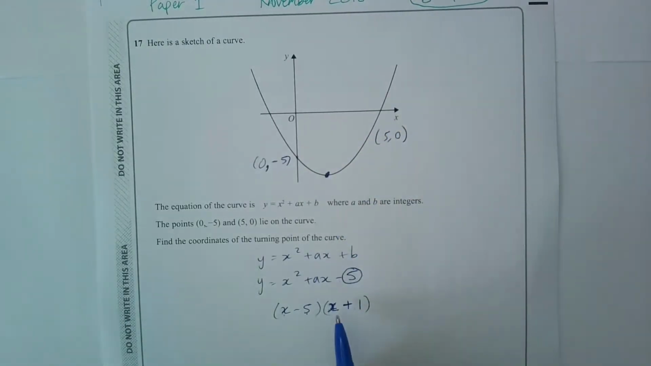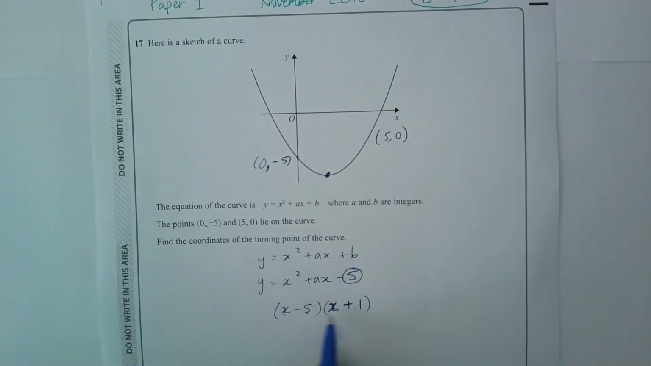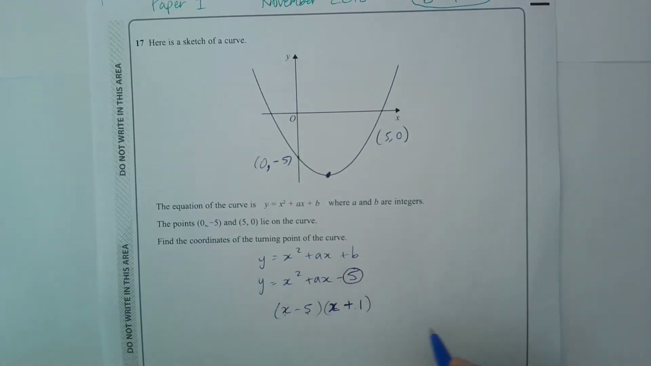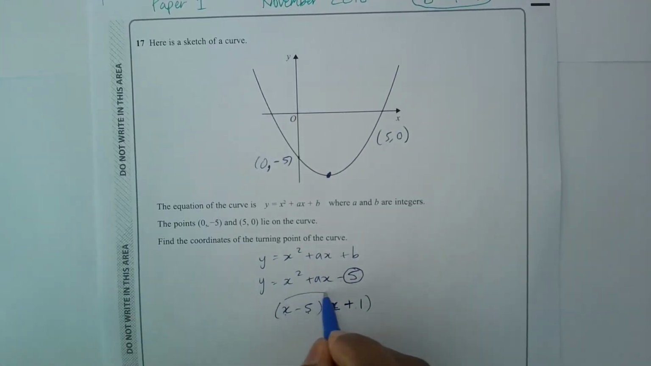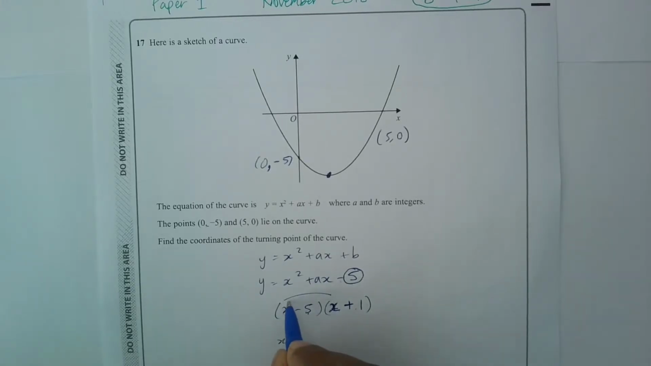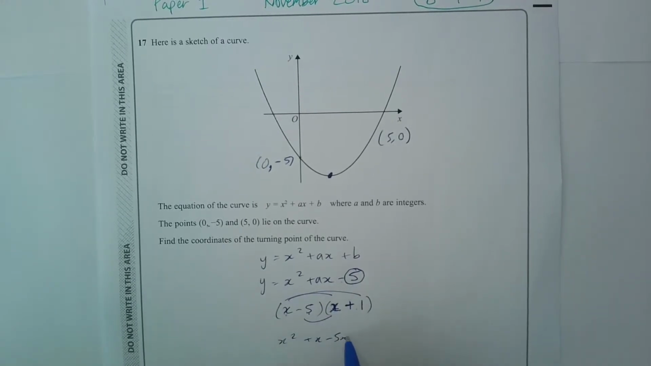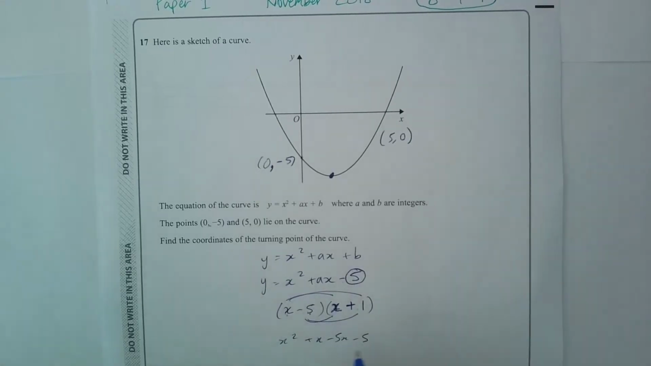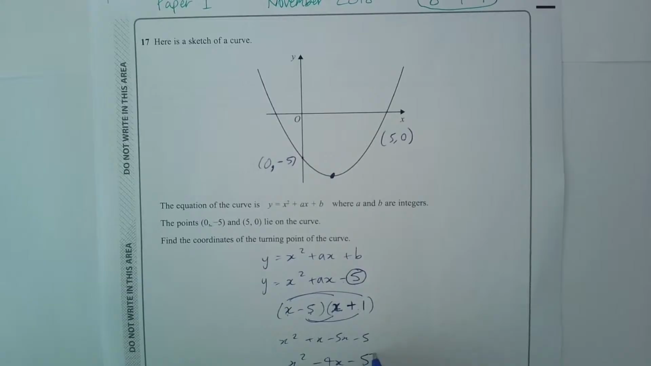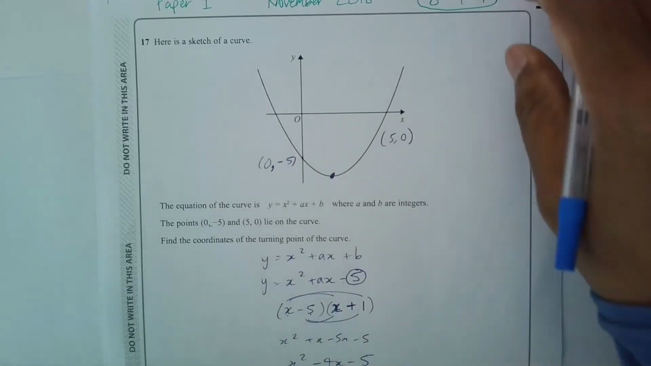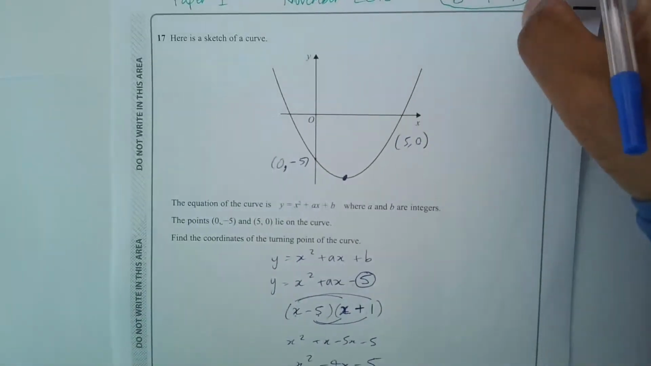So now that I've done this, I can just carry on. So I've got this. So now I can expand the brackets. So if I expand these brackets, I've got x squared plus x minus 5x minus 5. Simplify this, x squared minus 4x minus 5. So, oops, you cannot see what I've done there.